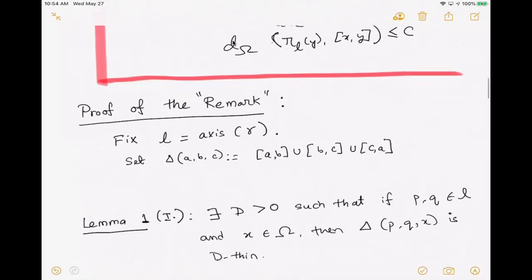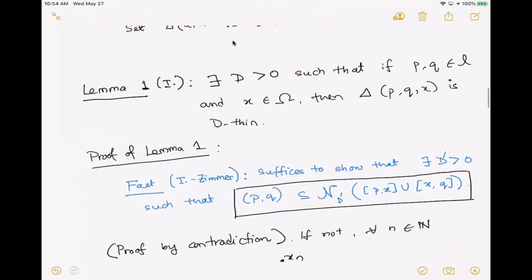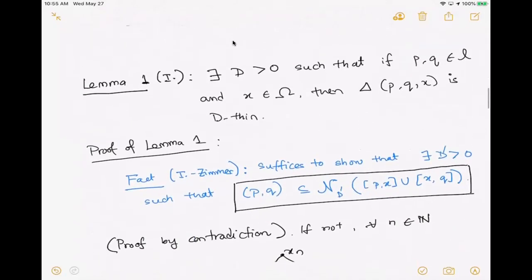First, we have this lemma. There exists a positive constant D so that if P and Q are points on the rank 1 axis L and X is in omega, then the projective geodesic triangle determined by P, Q, and X is D thin.